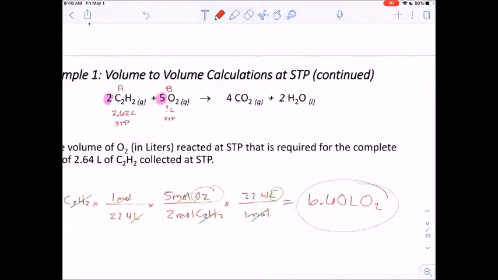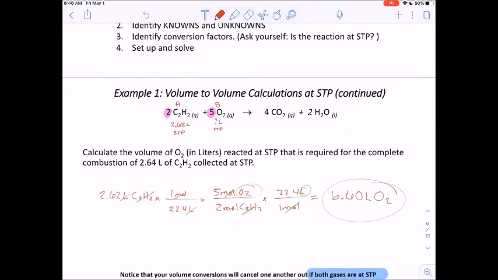So that's my final answer that does contain correct significant digits. I started with 3, so I'm ending with 3. You do not use your mole ratio for significant digits. You don't use that 22.4. Only your measured values, your calculated values actually go into this. And in this instance, only the starting information has anything that we would use for significant digits. So it's going to have 3 significant digits.